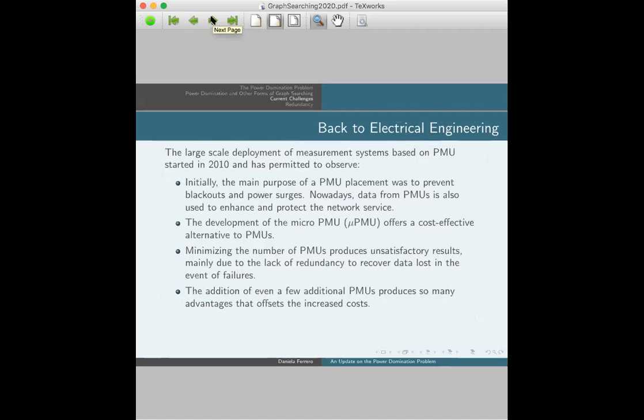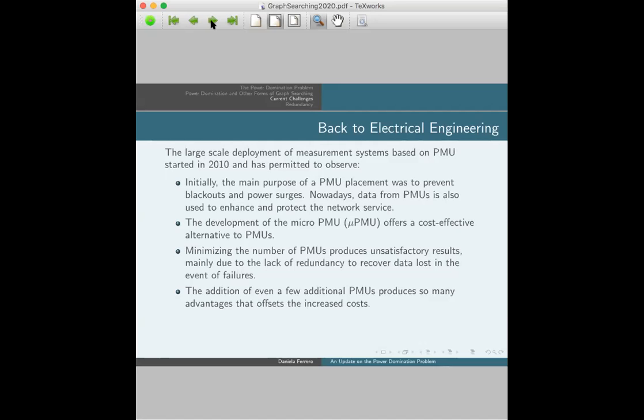So, in order to talk about current challenges and current problems on power domination, I need to go back to electrical engineering. As I said, some of the applications have appeared from PMUs. In 2010, there was a large-scale deployment of PMUs in all North America. And since then, people have been learning.